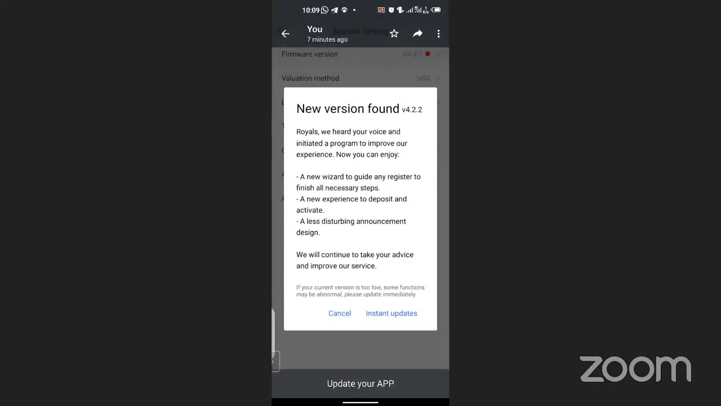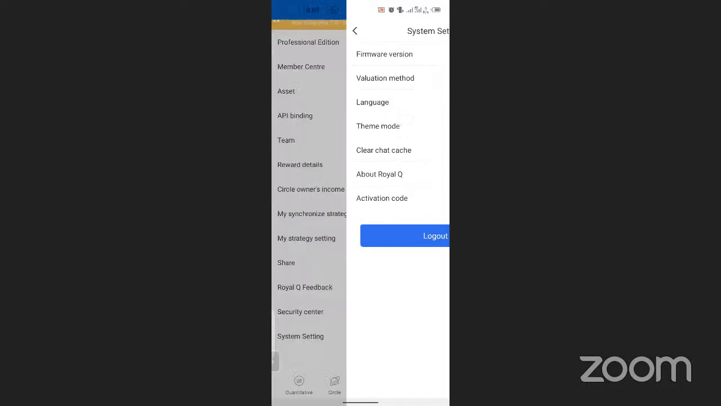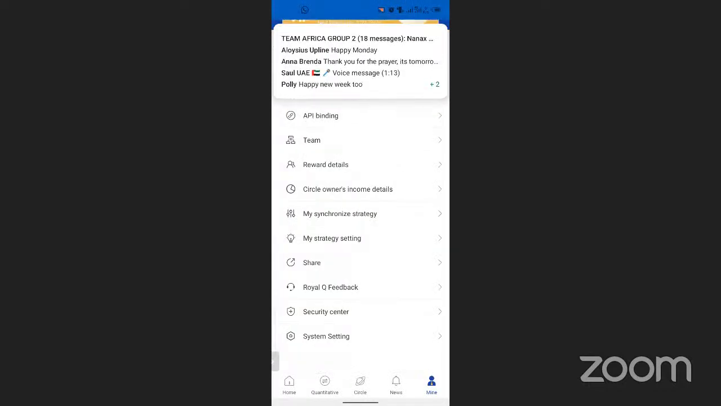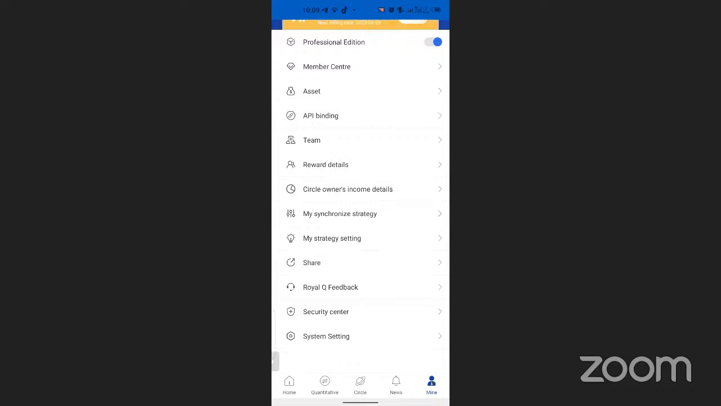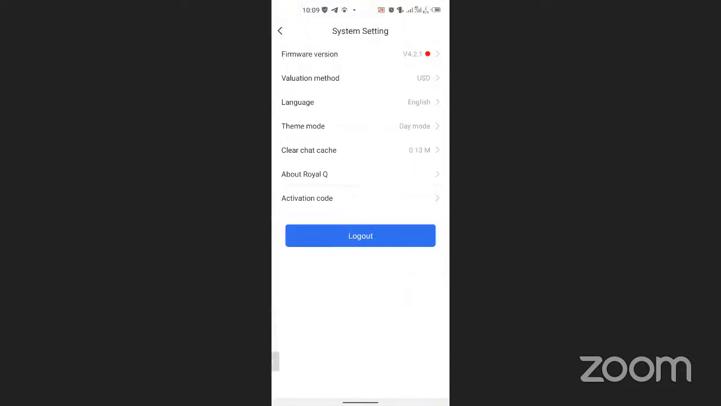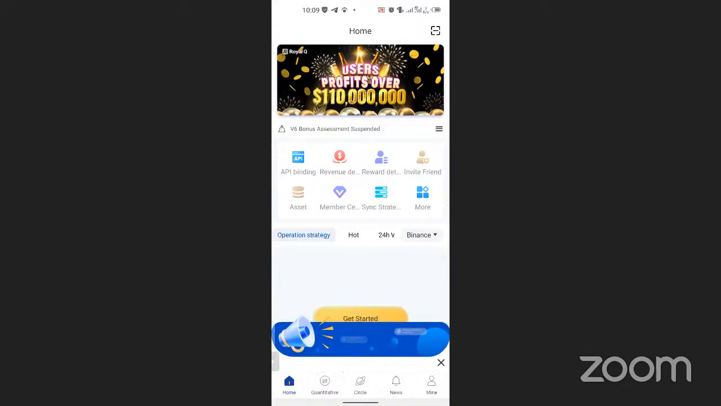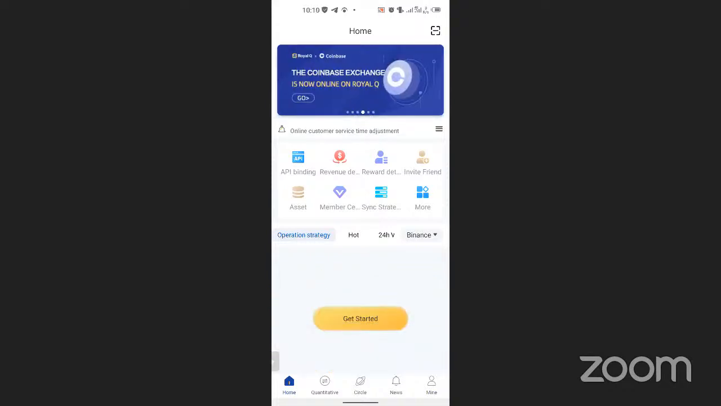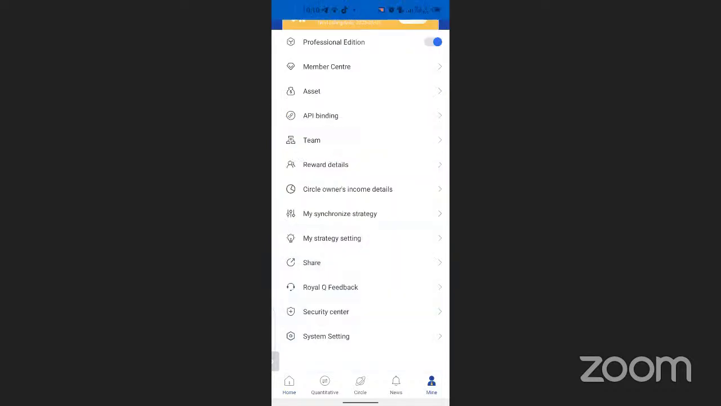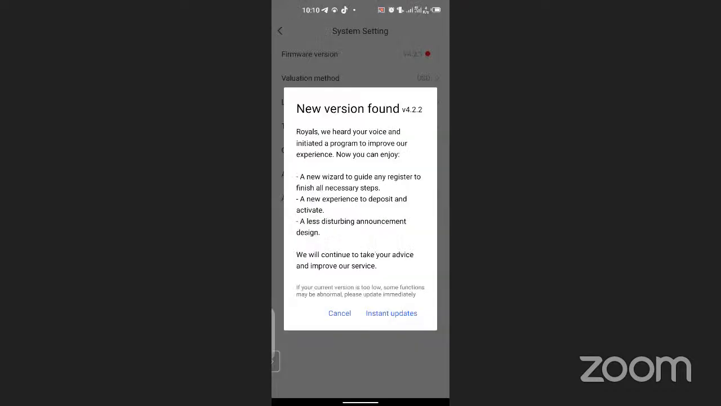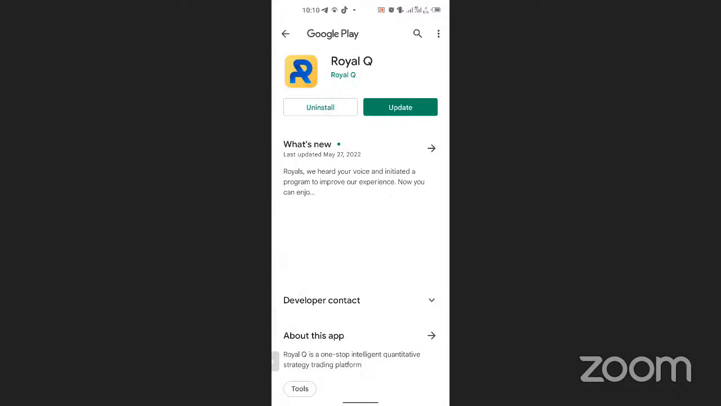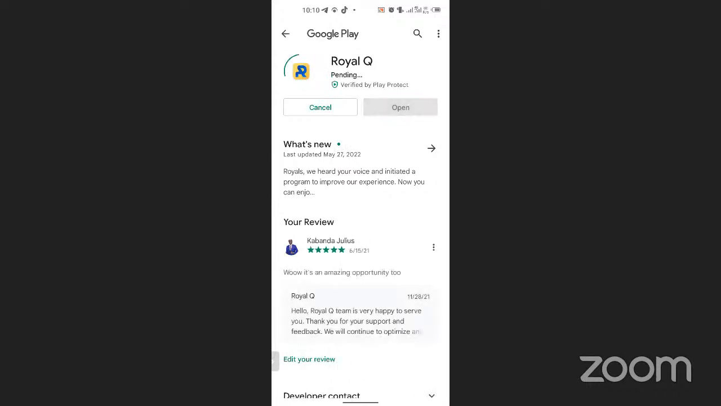So how do you update your version? Let me cancel this and go step by step. I've already renewed my account. I'm on to the next year and my version will expire next year. So what do you do if you are new? Come on home, then come on mine, come on system settings, tap on firmware version and tap on instant update. Update your version, ladies and gentlemen, and get yourself the new version of Royal Q.